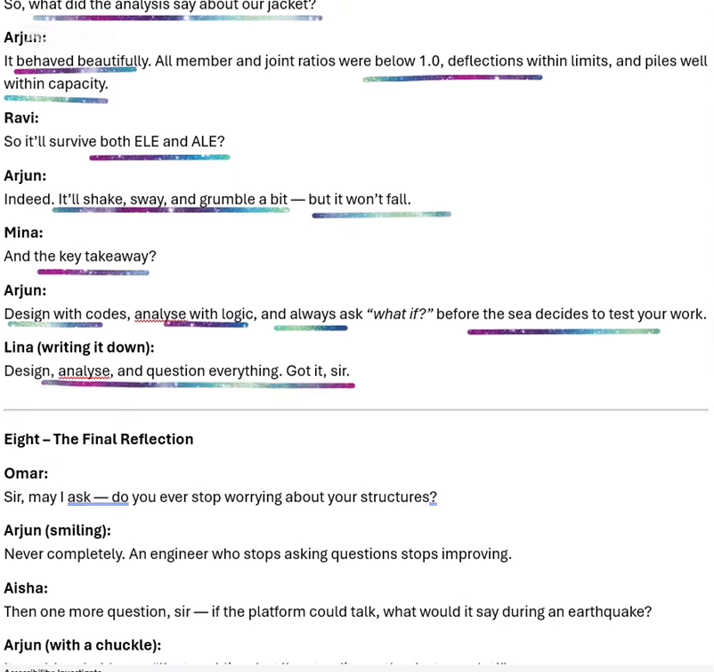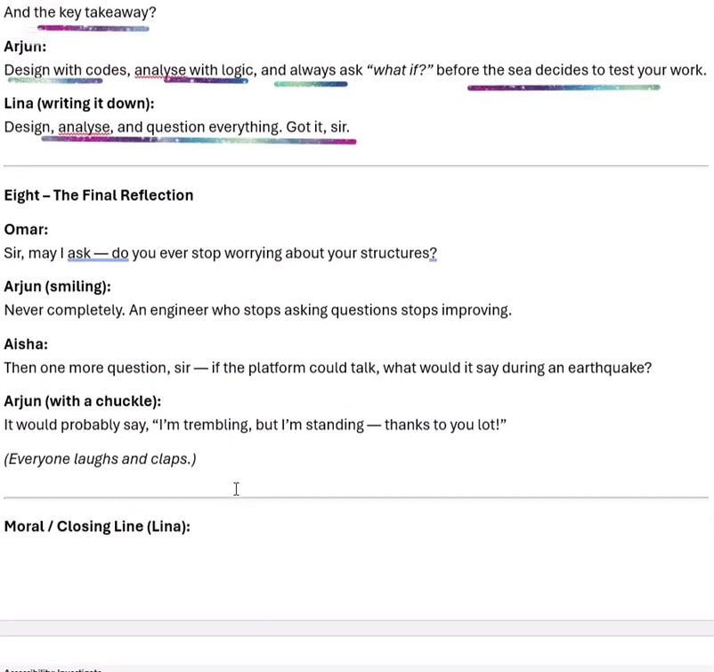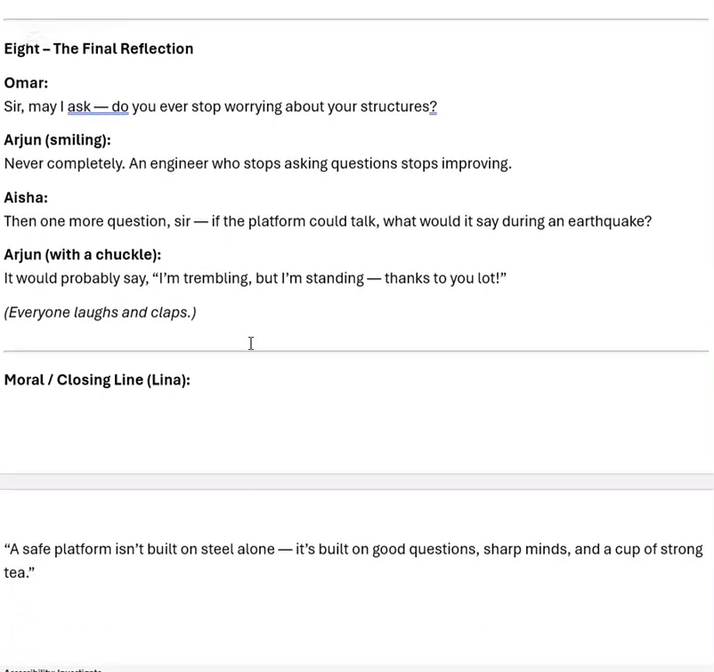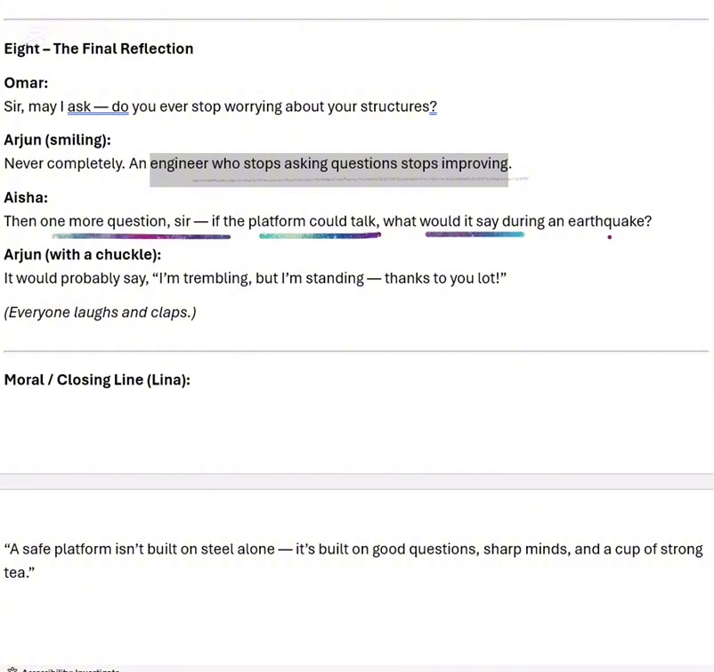Design, analyze, question everything. Got it, sir. So may I ask you, do you ever stop worrying about your structure? Never completely. An engineer who stops asking questions stops improving. Then one more question. If the platform could talk, what would it say during an earthquake? It would probably say, I'm trembling, but I'm standing, thanks to you a lot.